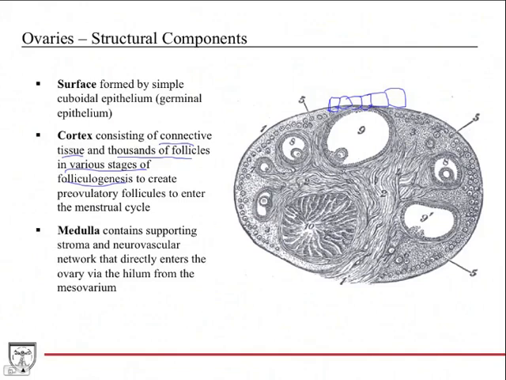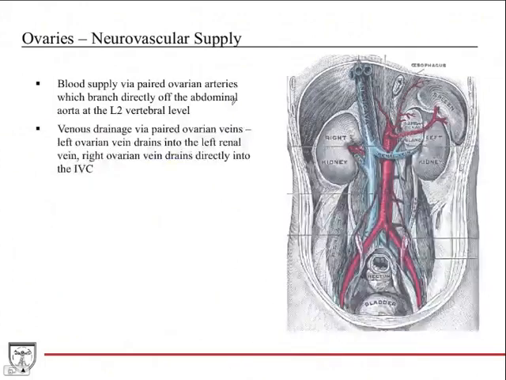The medulla, which is kind of the central part here, contains kind of just supporting stromal, so like connective tissue, neurovascular structures like the arterial supply, the venous drainage, the lymphatics, any kind of nervous innervation, and it directly enters at the hilum, which is right here, which then you'd have your mesovarium coming out here, connecting to the broad ligament posteriorly.